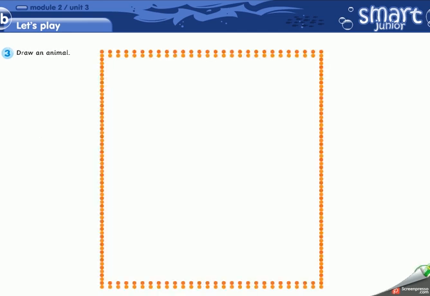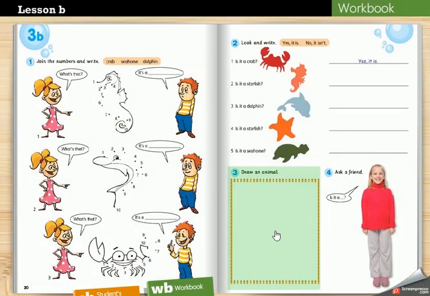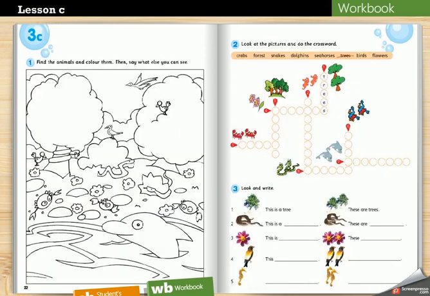Now, if you finish, you can draw here any animal you want, okay? And you can color it. And then you have to write the name of your favorite animal, okay? Here you can write the name of your favorite animal and you can draw it with coloring.